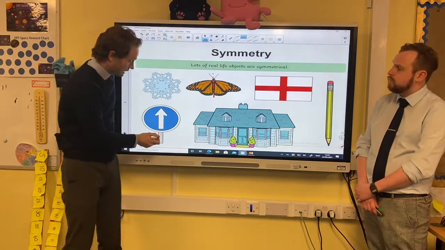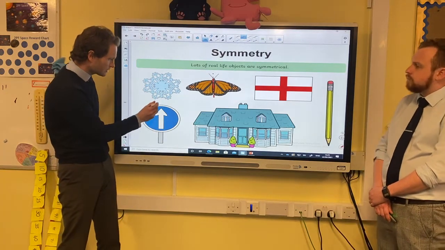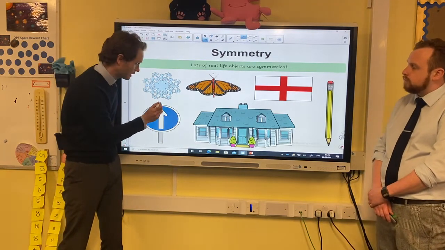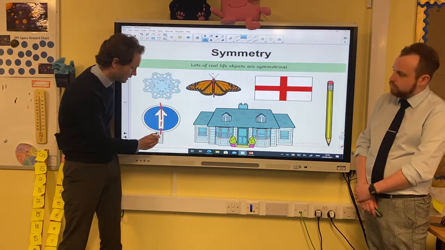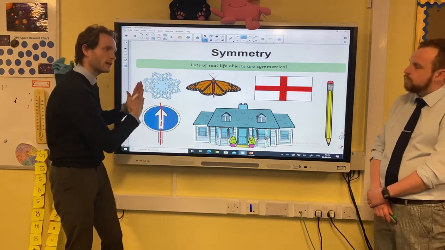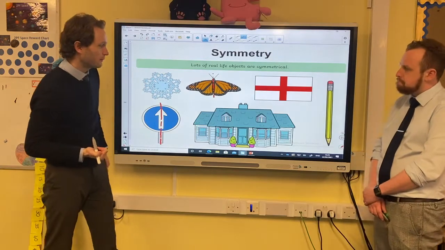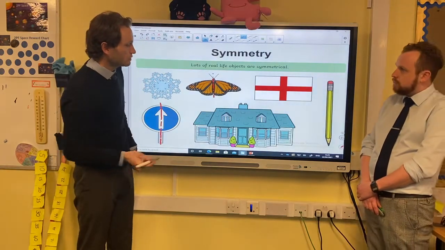This road sign here, so again, we could have a vertical line of symmetry going sort of down here, couldn't we? Because imagine if you folded that and opened it up. We could look. Oh, we did.